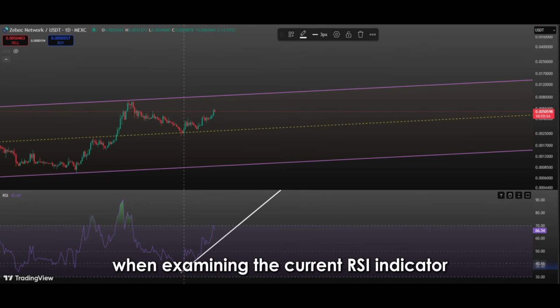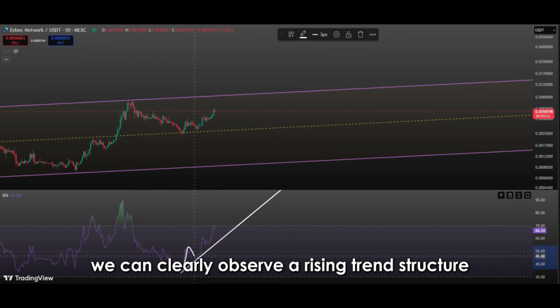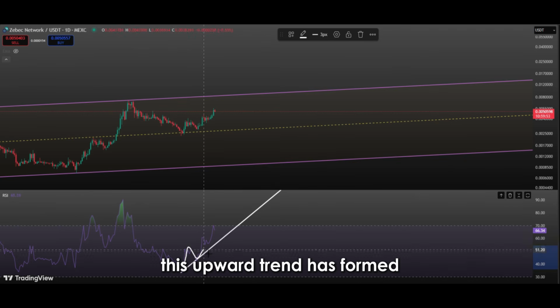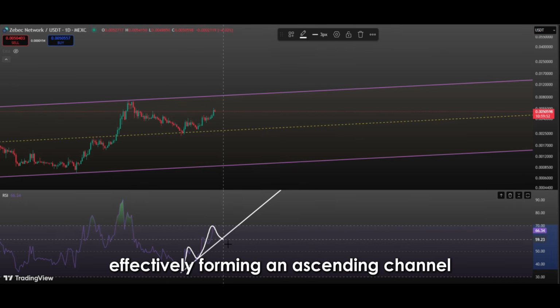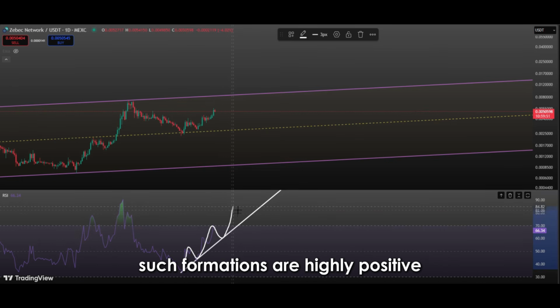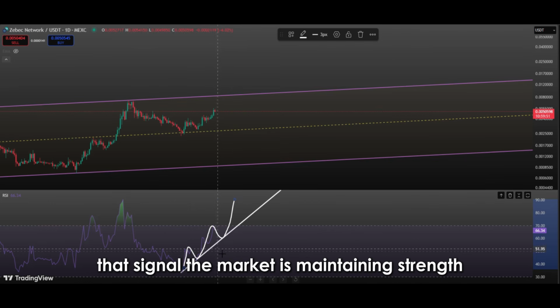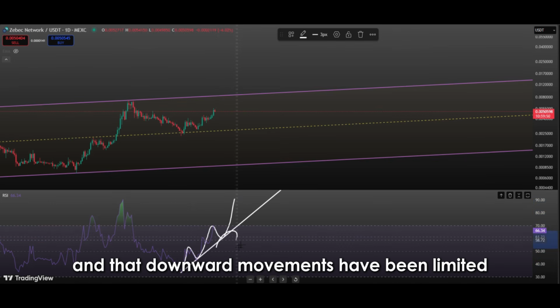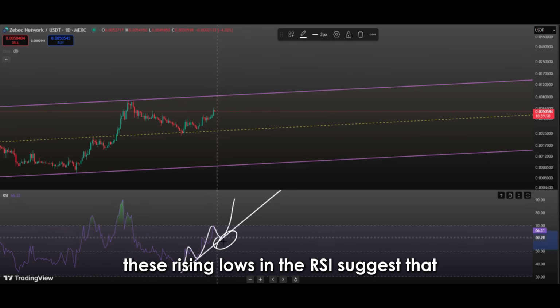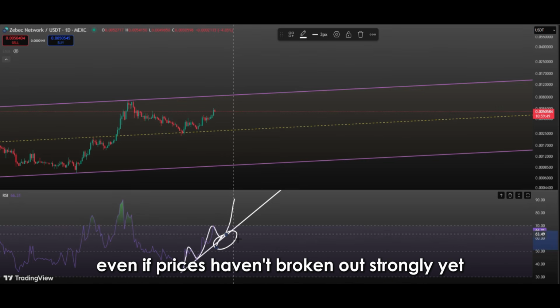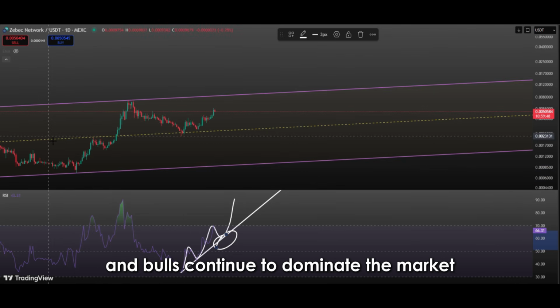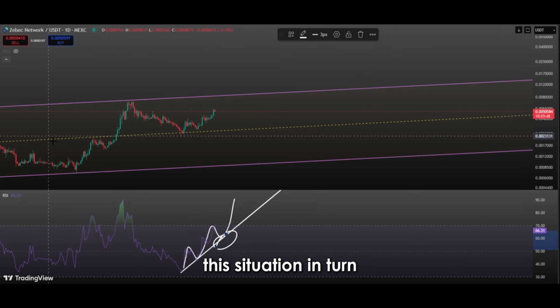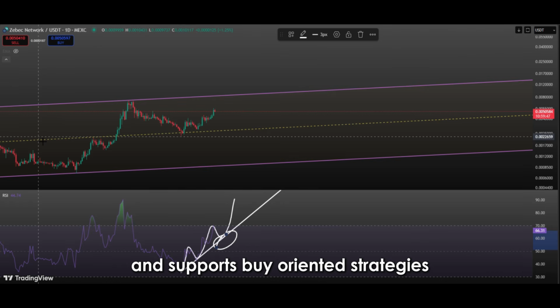When examining the current RSI indicator, we can clearly observe a rising trend structure. This upward trend has formed as the RSI has created higher lows over time, effectively forming an ascending channel. Such formations are highly positive technical developments that signal the market is maintaining strength and that downward movements have been limited. These rising lows in the RSI suggest that, even if prices haven't broken out strongly yet, underlying buying pressure persists and bulls continue to dominate the market. This situation, in turn, boosts investor confidence and supports buy-oriented strategies.